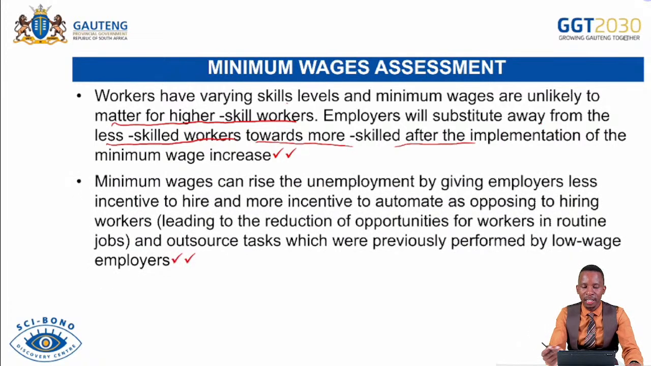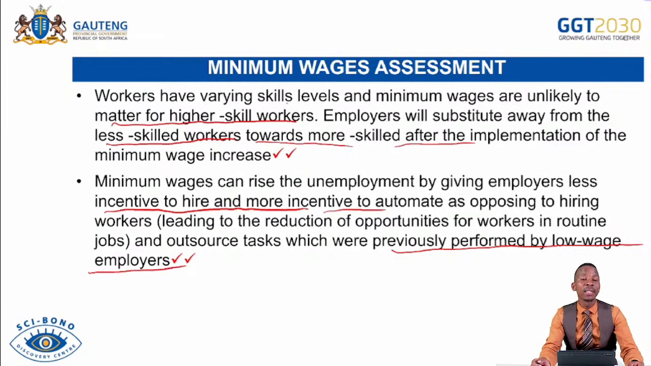Minimum wages can raise unemployment by giving employers less incentive to hire and more incentive to automate as opposed to hiring workers, leading to a reduction of opportunities for workers in routine jobs and outsourced tasks which were previously performed by low-wage employees. So in this case, firms might find themselves not even employing these unskilled workers, and might outsource products that were produced by unskilled workers to other firms to avoid higher costs of production or labor cost.